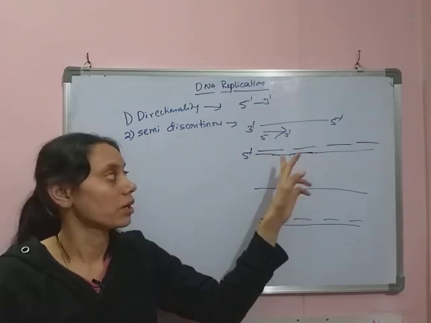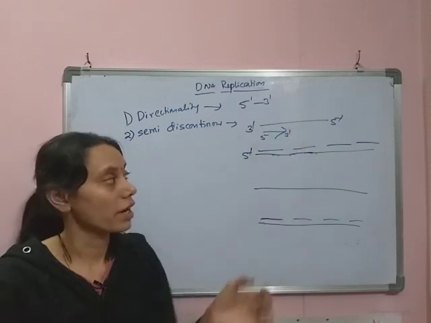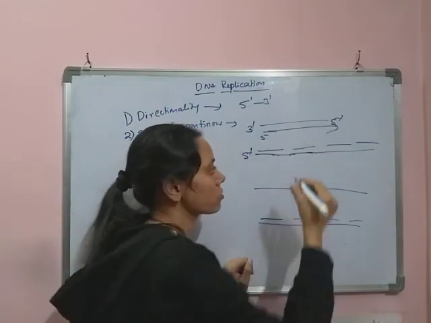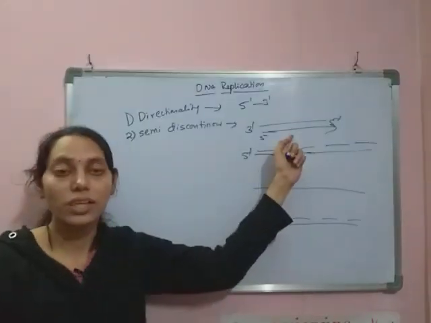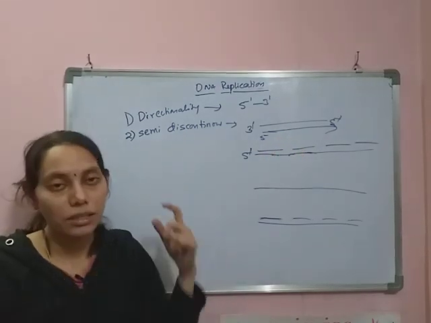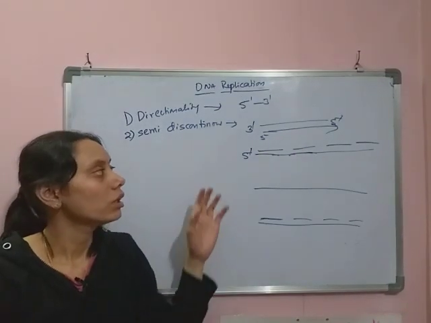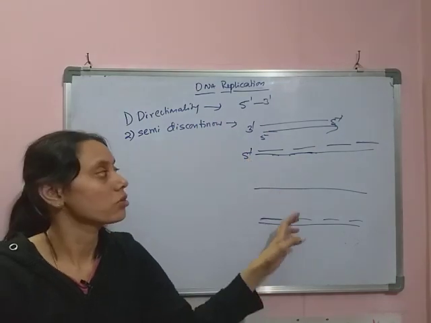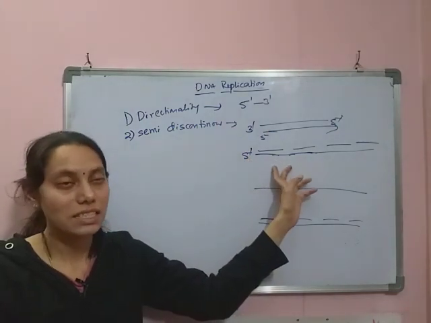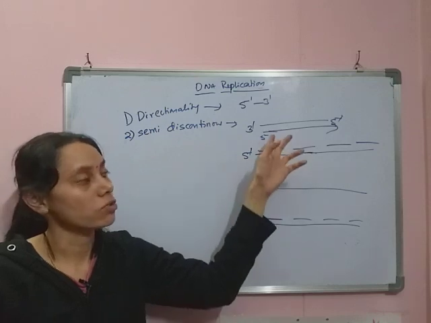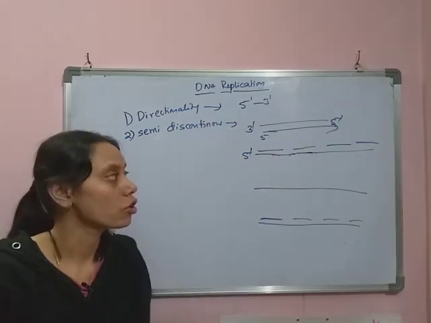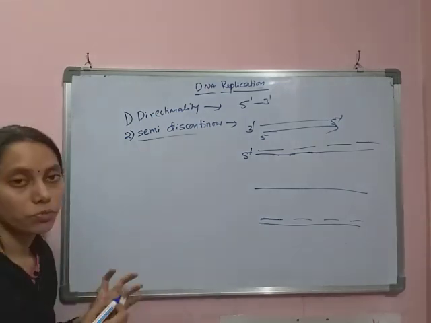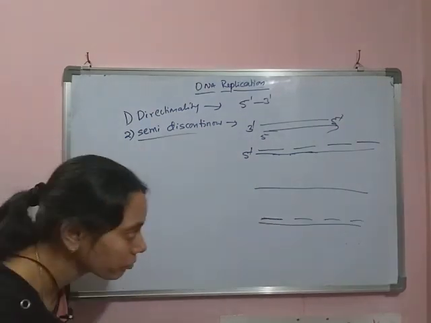But considering the leading strand, this process is continuous because it matches with the directionality of DNA replication. Hence this process is called semi-discontinuous. Because of lagging strand synthesis it is discontinuous, and because of leading strand synthesis it is continuous. Together, it makes the semi-discontinuous process of replication.